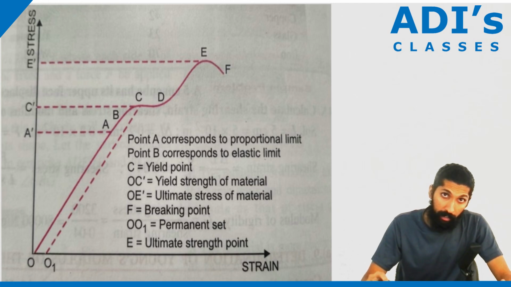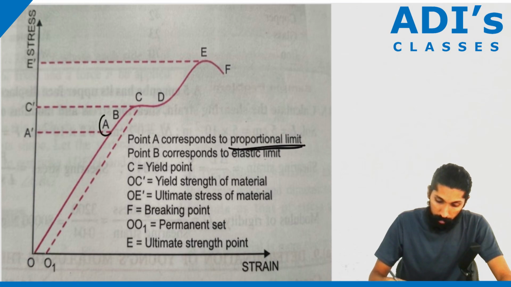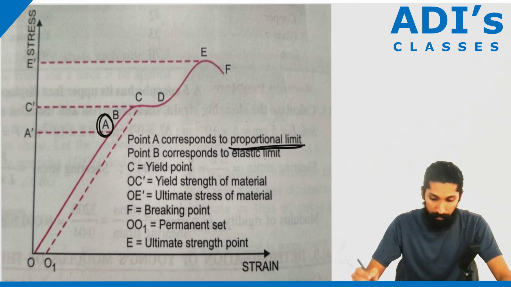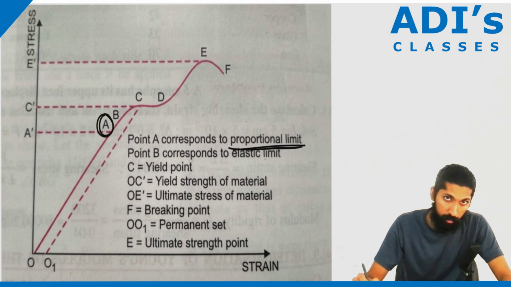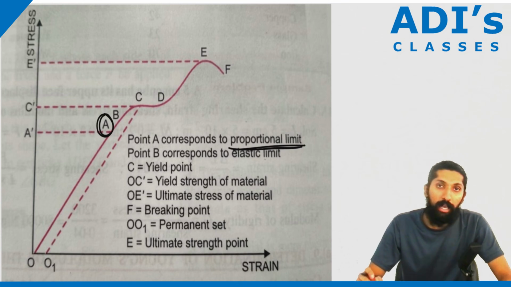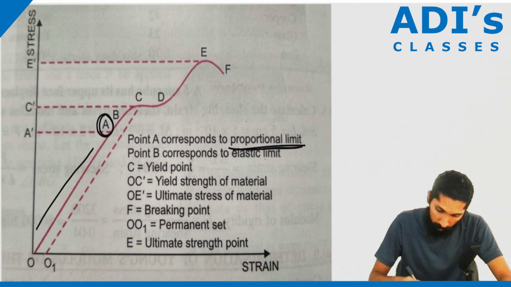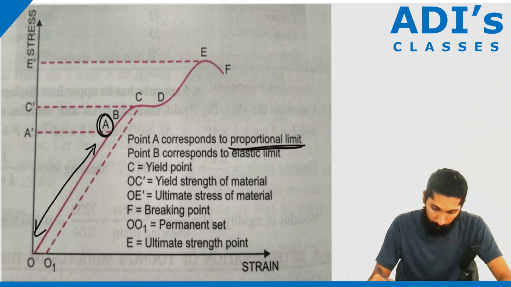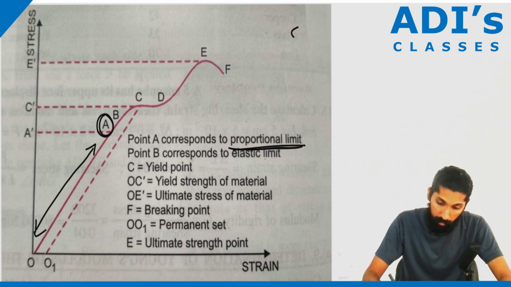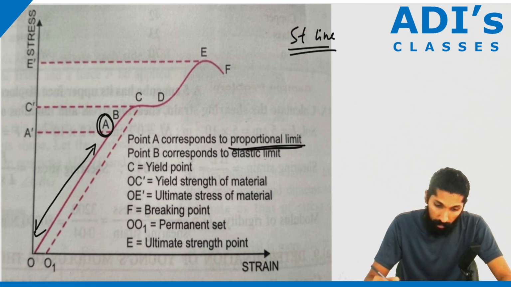Now point A is called the point of proportional limit. So we are looking at point A here. In the sense that, if you look at the region OA, OA is going to be a straight line. Since OA is a straight line, this obeys Hooke's law.